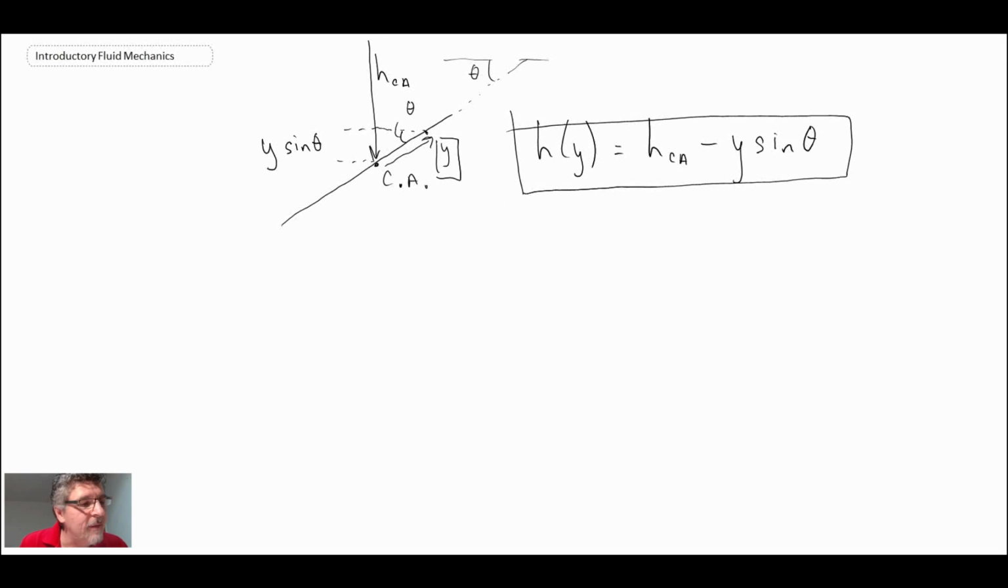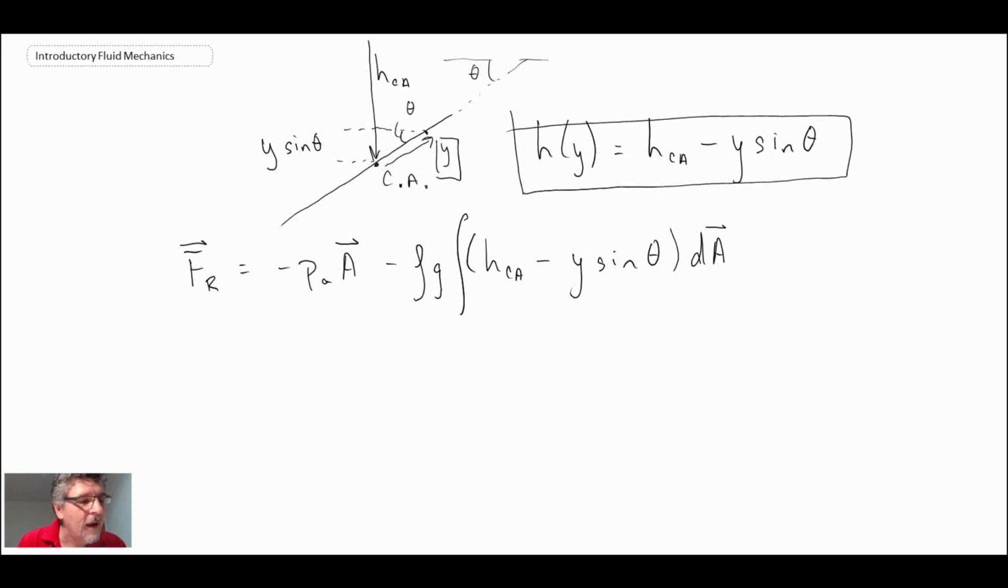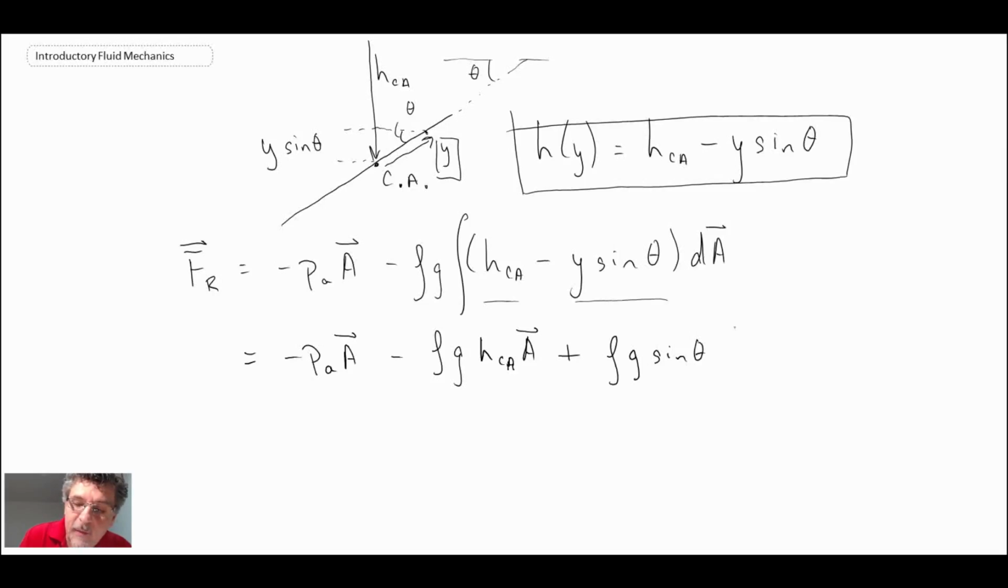So what we can do is take that and plug it back into the integral for the resultant force on the plate. So we have this. Now I'm going to expand the integral. HCA is a constant. This is varying with y. So let's rewrite that. And I've been able to pull HCA out because HCA is a constant. It's not changing. The center of area is defined. And then we have a minus, that turns into a plus. We get rho g sine theta, and that will be a double integral over the area. So we get that there.